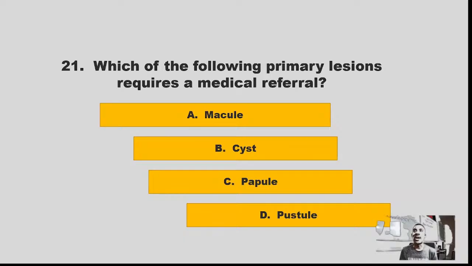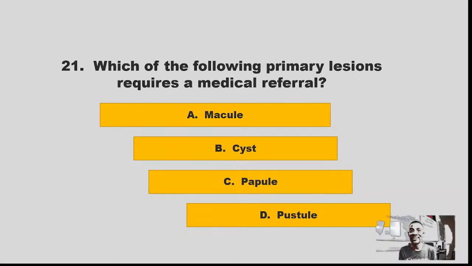Which of the following primary lesions requires a medical referral? Would you say that it is a macule, a cyst, is it a papule, or is it a pustule? Which one could it be? Which is a primary lesion that requires a medical referral? Macule, a cyst, a papule, or a pustule?